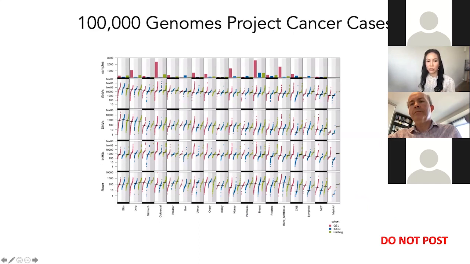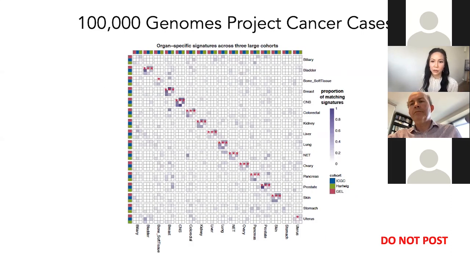We have all the different mutation classes: single and double substitutions, indels, rearrangements. Purple is GEL, blue is ICGC, and green is Hartwig. You can see that the data is actually beautifully comparable. You can see many more Genomics England samples in many of these tumor types. And one of the things that we showed before was that mutational signatures show some tumor specificities.